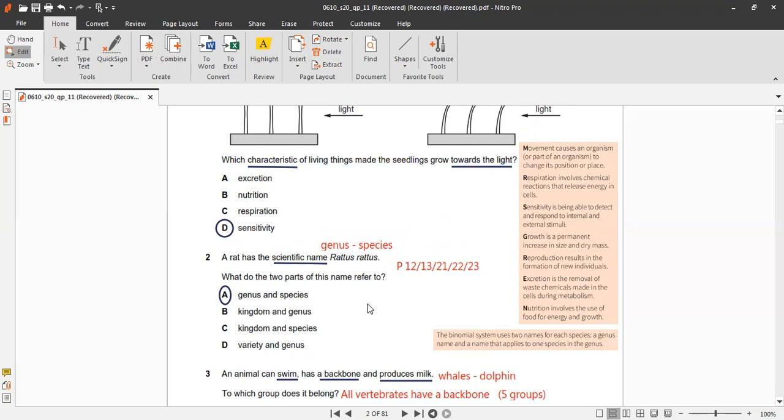A rat has the scientific name Rattus rattus. What do the two parts of this name refer to? The first name, genus, the second name, species. So the correct answer is A, genus and species. It's called the binomial system. It uses two names for each species, a genus name and a name that applies to one species in the genus.